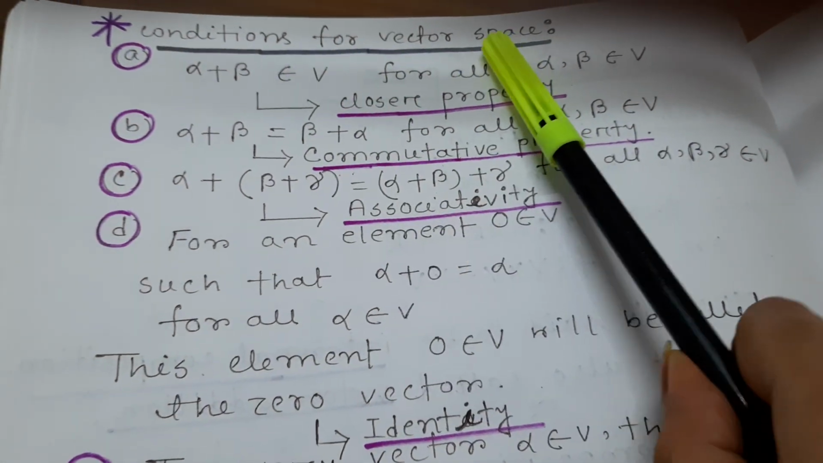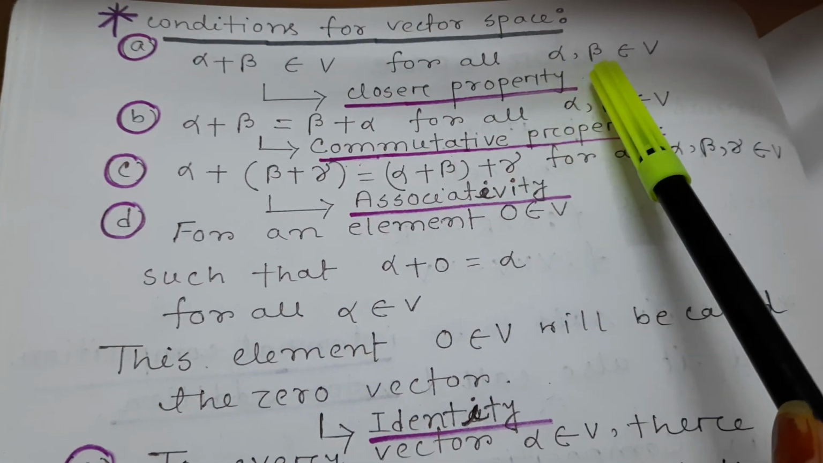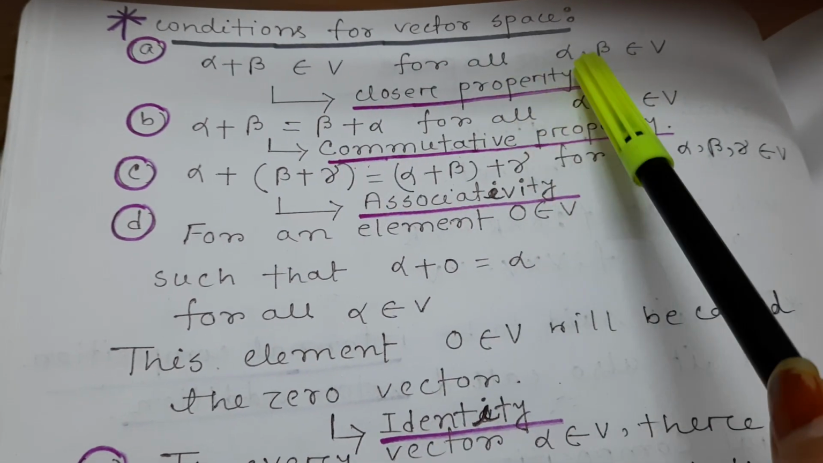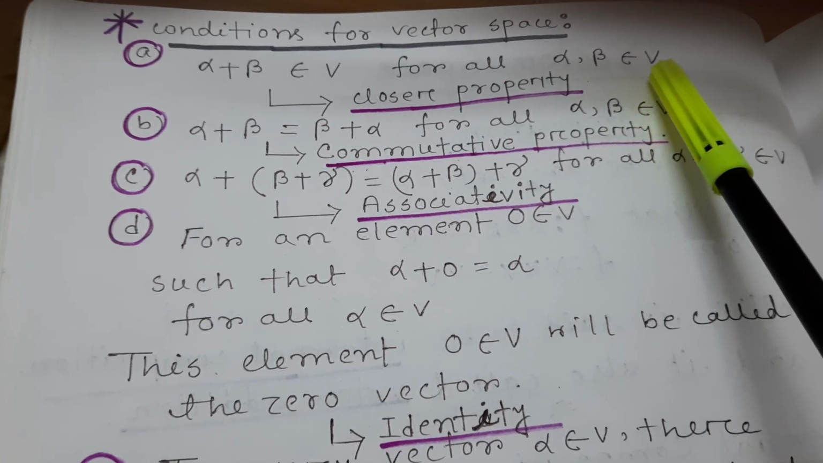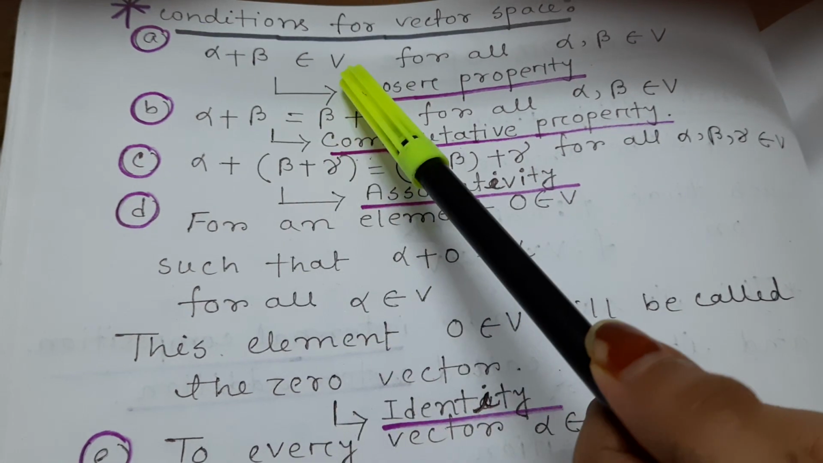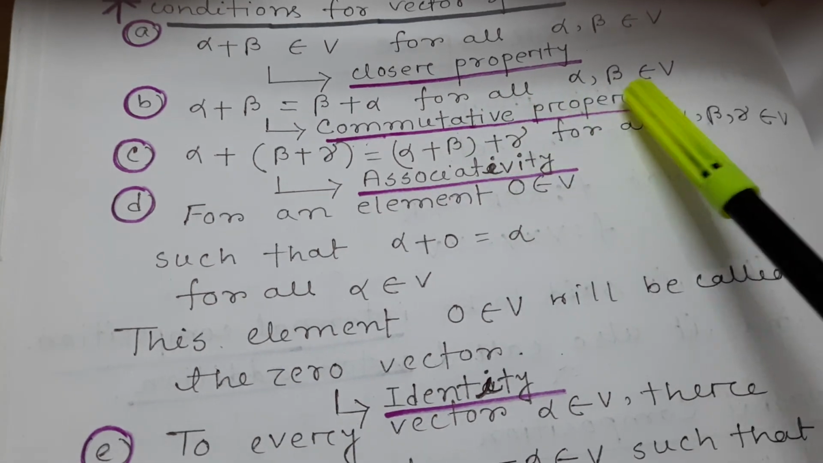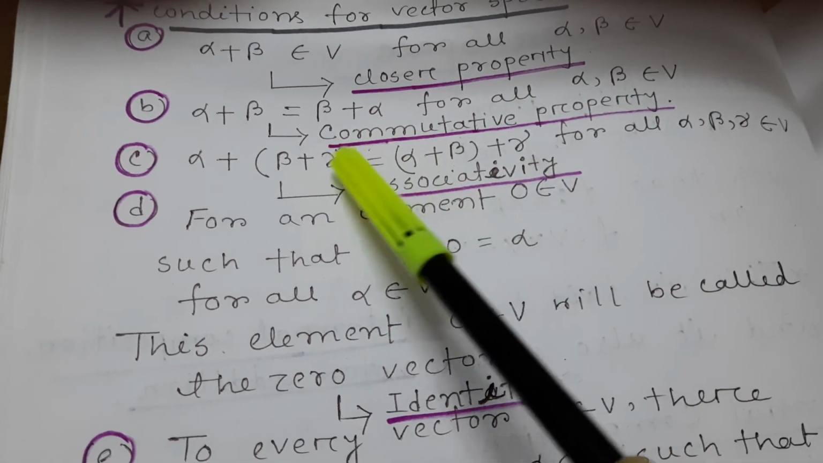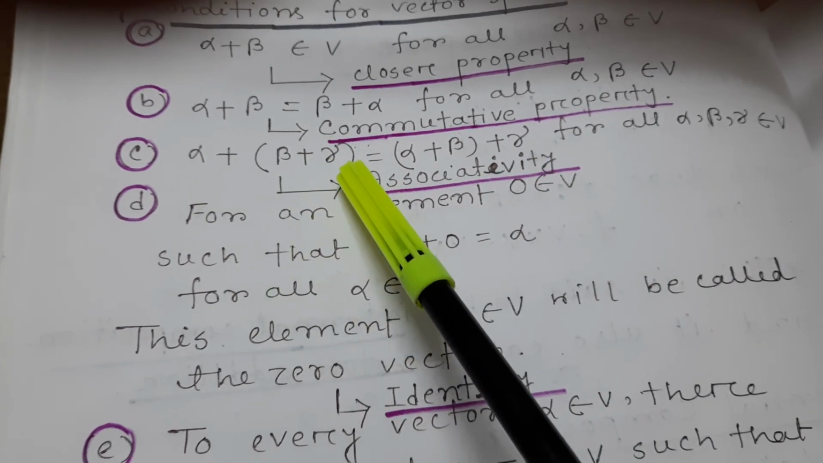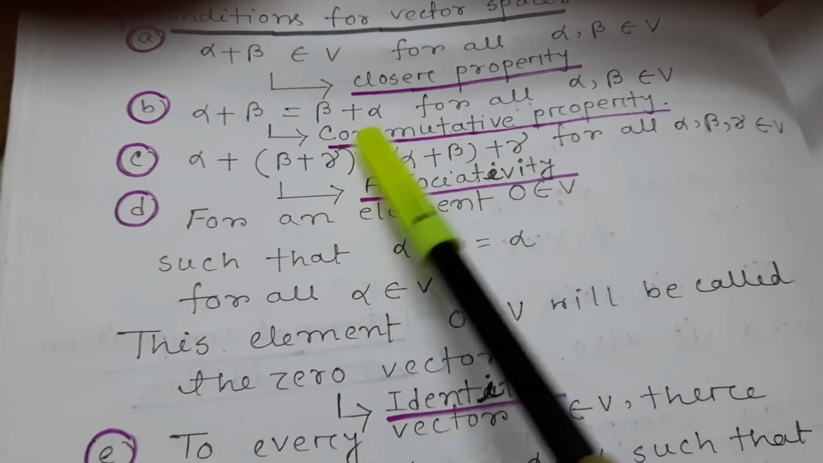Condition for vector space: alpha plus beta belongs to V for all alpha, beta belonging to V. This represents the closure property. If alpha and beta are elements of vector space V, then alpha plus beta also belongs to V. And alpha plus beta equals beta plus alpha for all alpha, beta belonging to V. This represents the commutative property, and this one is associativity: alpha plus beta plus gamma equals alpha plus beta plus gamma. You already know it's called the associative property.